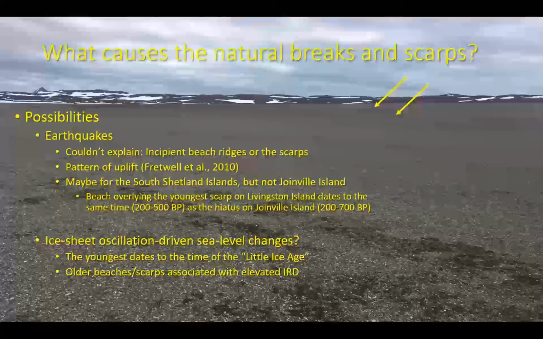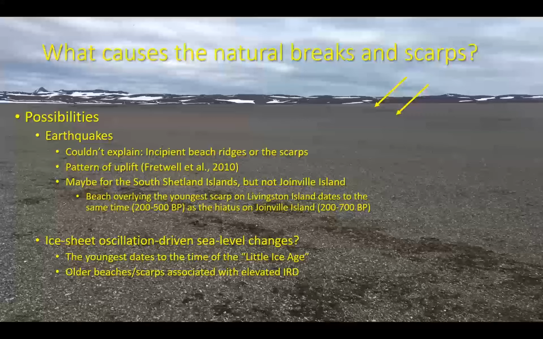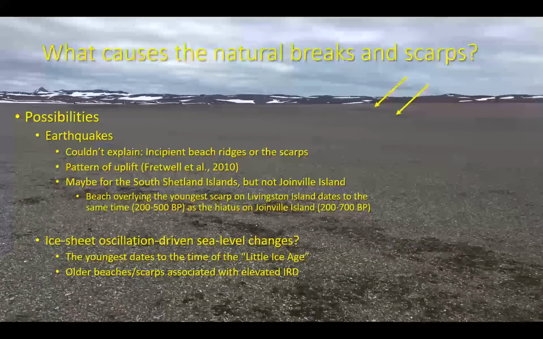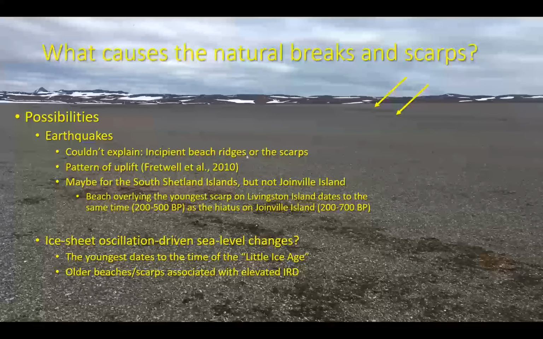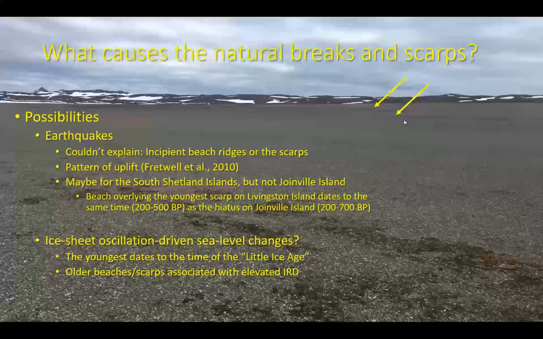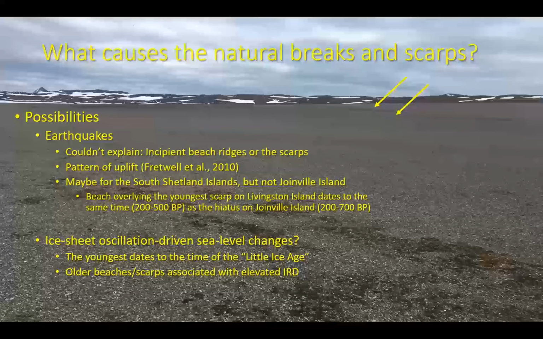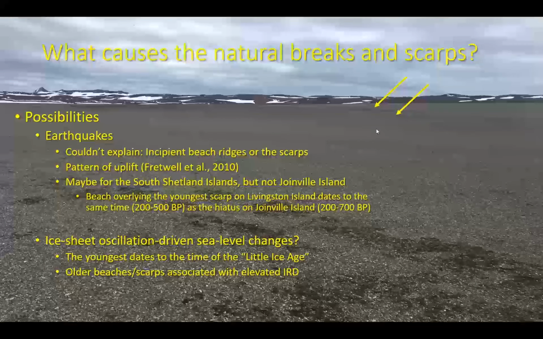So what causes these natural breaks in the scarps? A couple possibilities. One is Livingston Island is overlying a trench, a subduction zone. So we might expect coseismic uplift. However, that would not explain a couple things. One is where we do have these prominent beach ridges, we see these sort of incipient ridges developed on them. If it was a single event, we would see beach ridges above and beach ridges below, but nothing in between. It also would not explain the scarps buried beneath these beach ridges.